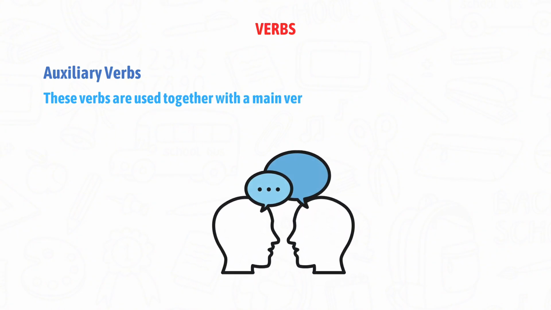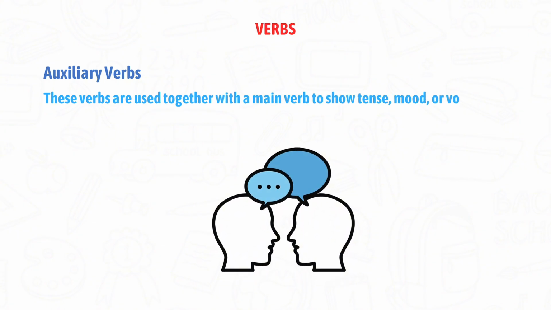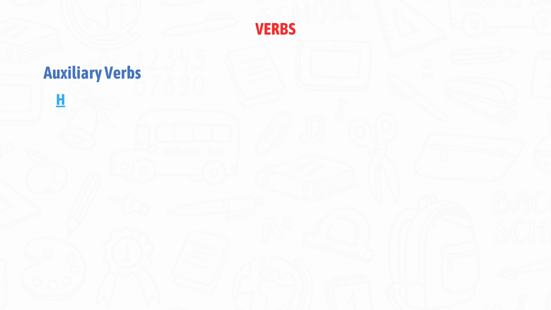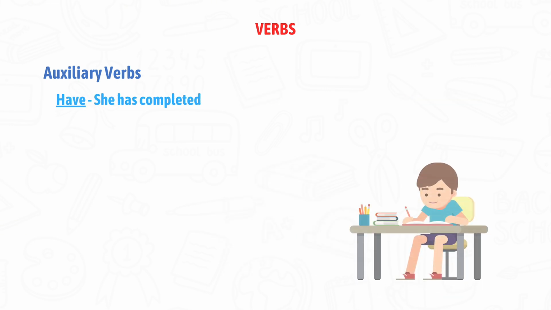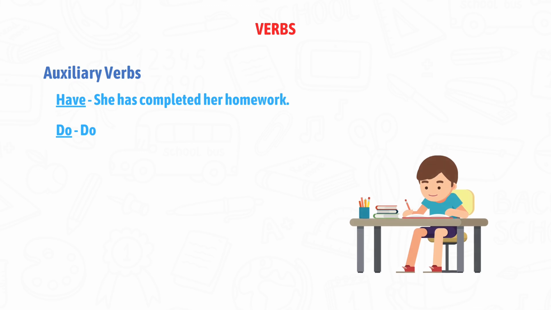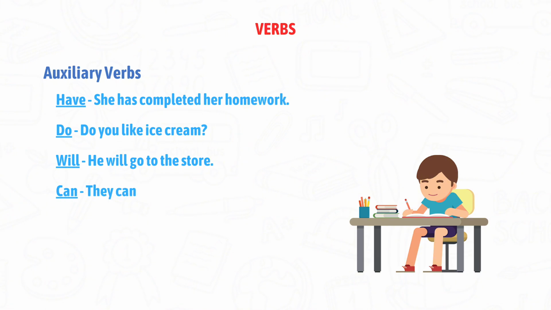Auxiliary verbs. These verbs are used together with the main verb to show tense, mood, or voice. Have. She has completed her homework. Do. Do you like ice cream? Will. He will go to the store. Can. They can swim very well. May. She may join us later.